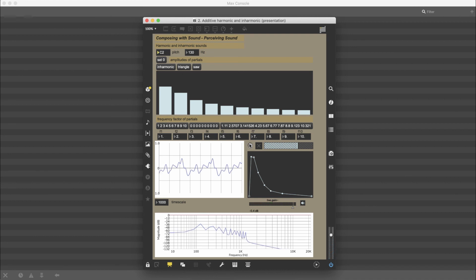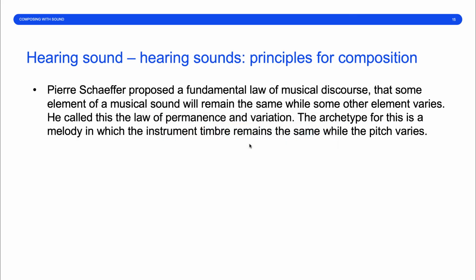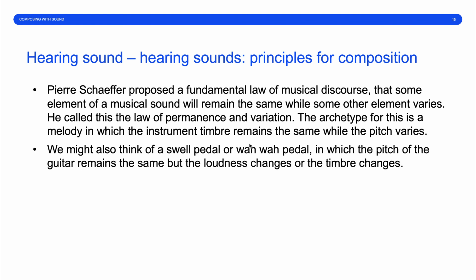This is Schaeffer's idea. We get a melody, ba ba ba ba ba. The timbre remains the same, but the pitch, the frequencies of each of the components, varies. He called this the law of permanence and variation. You might also think of other ways of applying this. So you might think, for example, of a swell pedal or a wah-wah pedal on a guitar. Now, in this case, if you play a single note, the pitch remains the same. But as you move the pedal up and down, the timbre, in the case of a wah-wah pedal, changes, or the amplitude, the volume, changes in the case of a swell pedal. So these kind of musical forms also follow the law of permanence and variation.